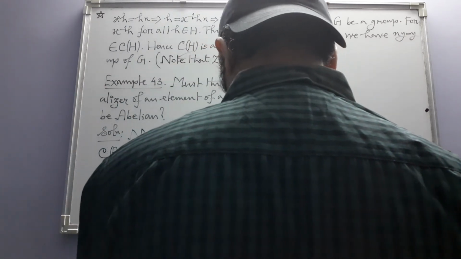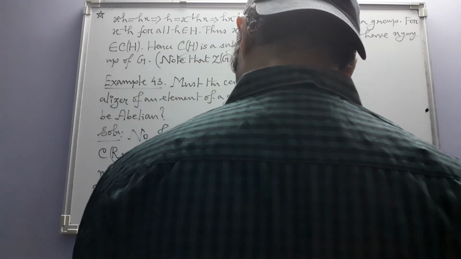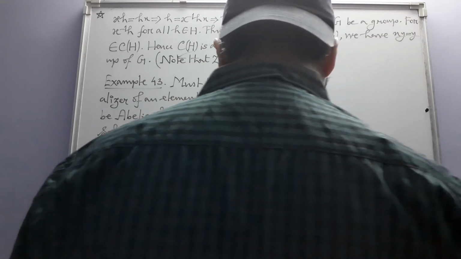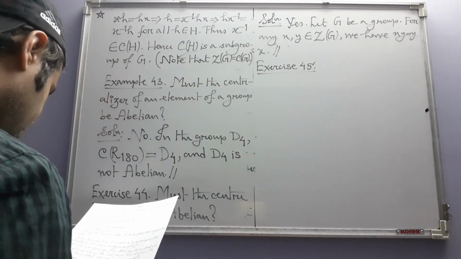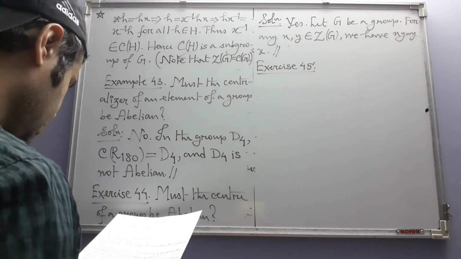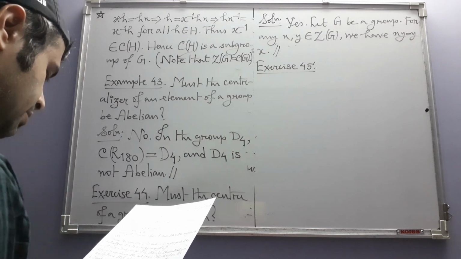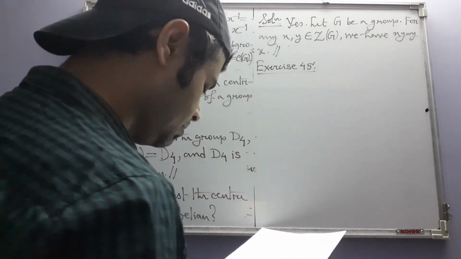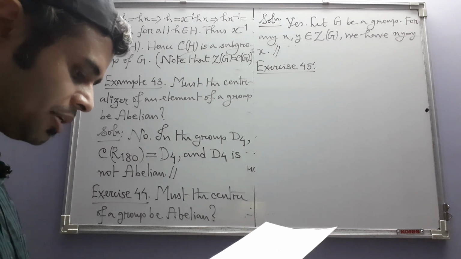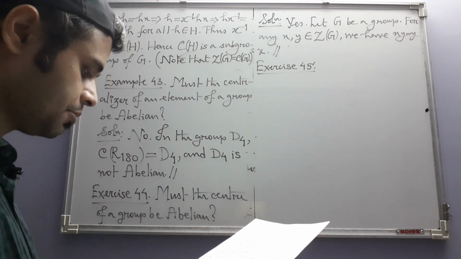Exercise 45. Let G be an abelian group with identity E and let n be some fixed integer. Prove that the set of all elements of G that satisfy this equation is a subgroup of G. Give an example of a group G in which the set of elements of G that satisfy the equation does not form a subgroup of G.